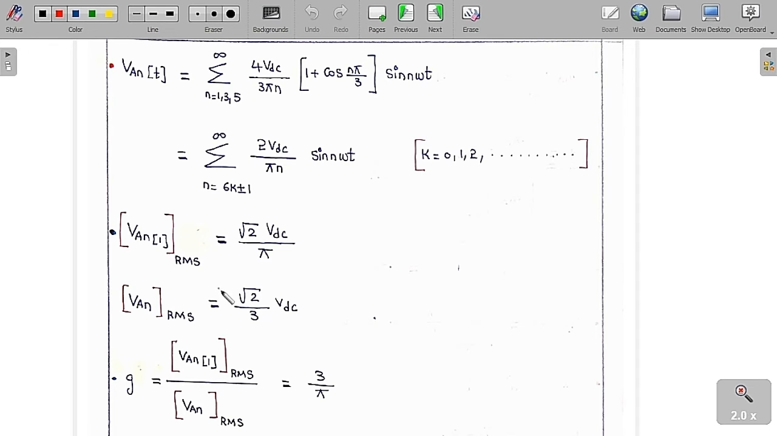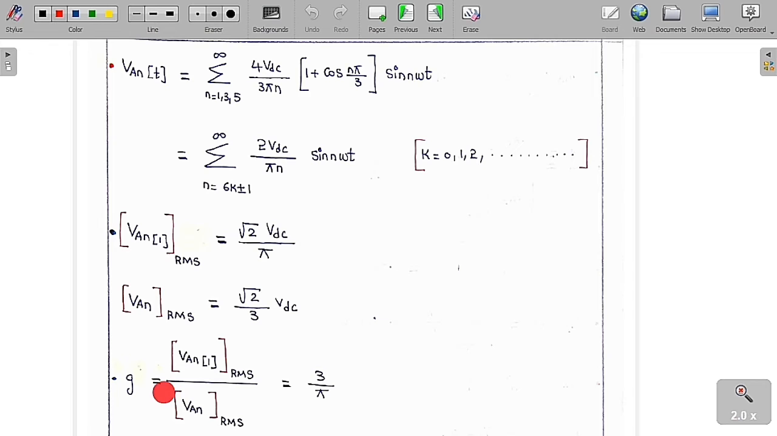Now I want to find the RMS value of the fundamental component in this voltage. The fundamental component is n equal to 1. If you substitute n equal to 1 and divide by root 2, the RMS value of the fundamental component of this phase voltage is root 2 VDC by pi. If you want to find the overall RMS value, I already told you the phase voltage RMS value is root 2 by 3 into VDC.